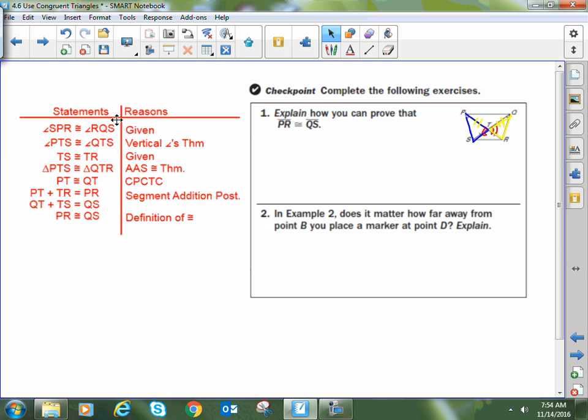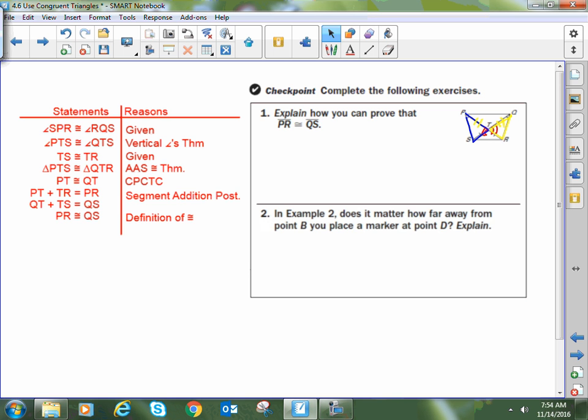I tried explaining it first because that's what I do. I try to think my way through the problem before I really try writing the proof. So I'm going to take the given angles, the vertical angles that we can see, and the side that was given to me, and then I can say that the triangles are congruent by angle, angle, side. So that means PT and QT have to be the same because corresponding parts of congruent triangles are congruent. Now I'm going to add the segments together using segment addition, and then I can say PR and QS have to be congruent to each other because that's the definition of congruent figures: they're the same size and same shape.